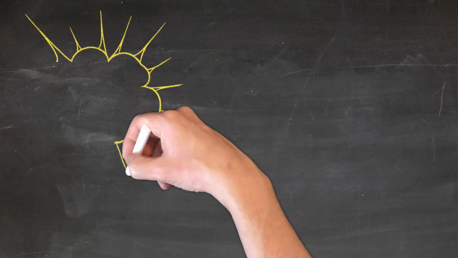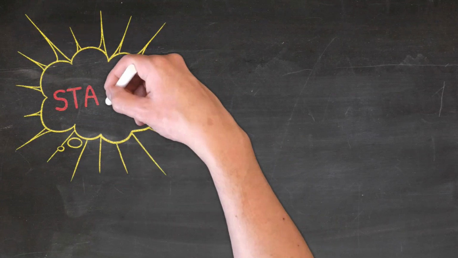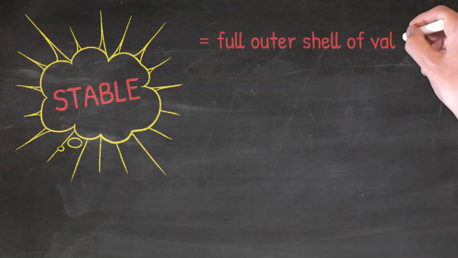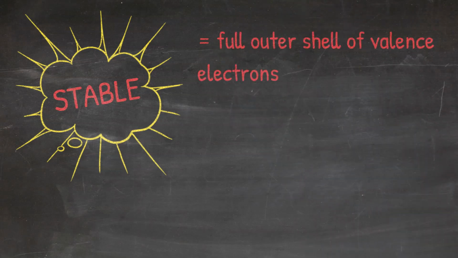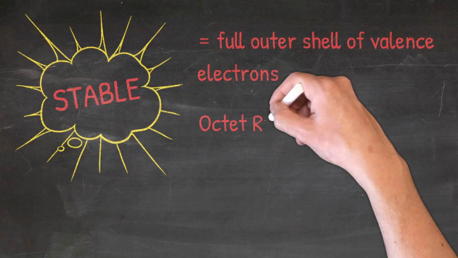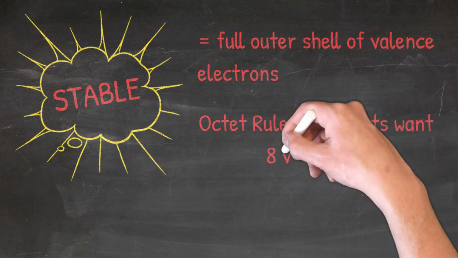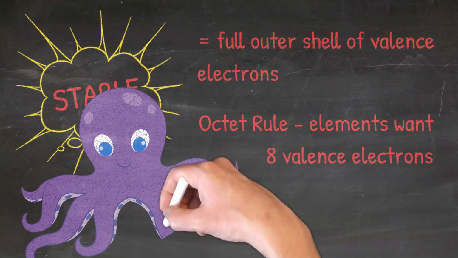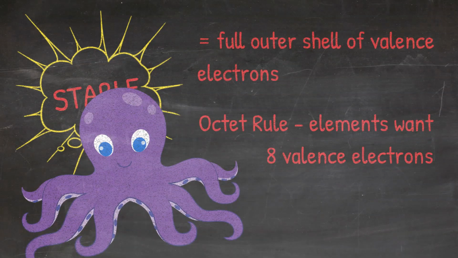Chemistry happens and elements bond together so that our elements can become stable. Stability is the reason chemistry happens. So what is stable? Elements are stable when they have a full outer shell of valence electrons. Oftentimes, this is referred to as the octet rule, which tells us that elements want to have 8 valence electrons. The prefix oct means 8, just like an octopus has 8 arms, or legs, or tentacles, or whatever you want to call them. This is true for most of our elements except hydrogen and helium.